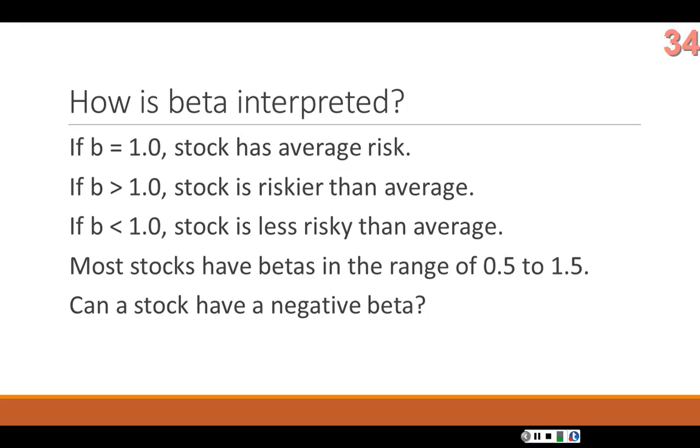So how do we interpret beta? If beta is equal to 1, the stock has average risk. If it's greater than 1, then it's riskier than average. If it's less than 1, it's less risky than average. Most stocks fall between the range of 0.5 and 1.5, and stocks can have a negative beta. So if they have a negative beta, that means that they are countercyclical to the market, and it's not very common.